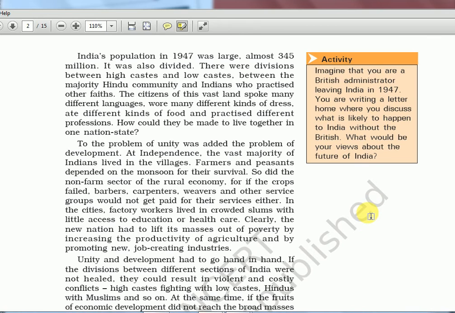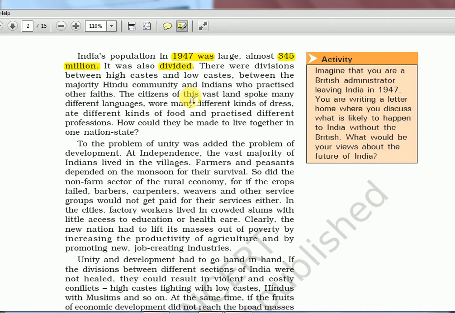We'll see that. Now, in 1947, 345 million is the population, and it's a divided population. The main problem was that it is divided, it has caste, low caste, that Dalit issue. We had provisions later made in the constitution also, with untouchability being banned and all.